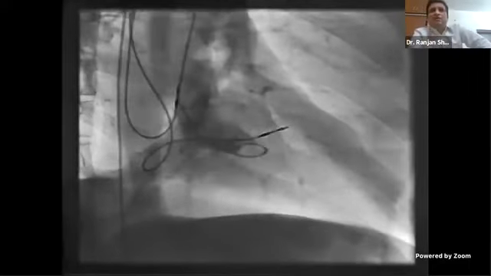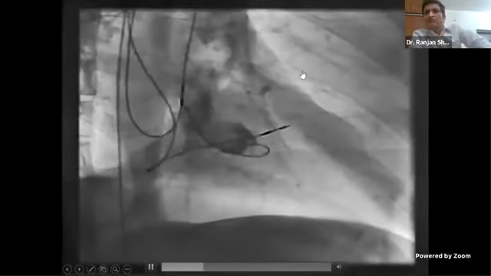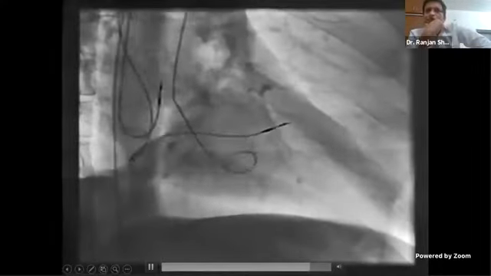Why do you say RAO? Not just the way the spine is, also the way the ribs are oriented. Okay, yes. Go on, Rohit.